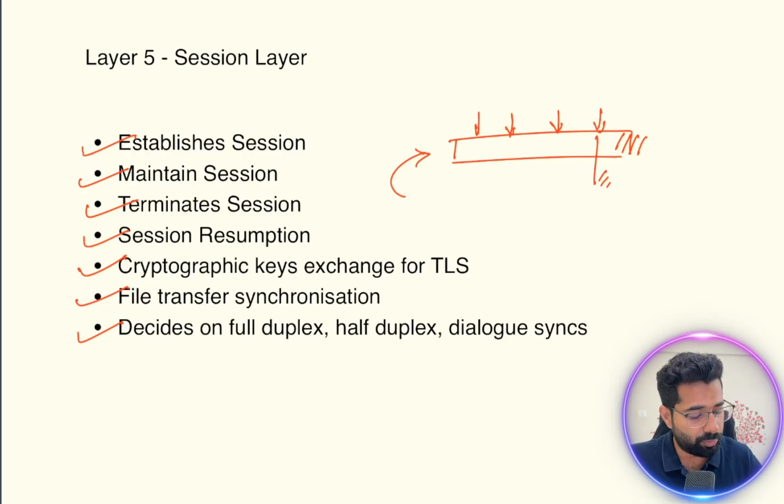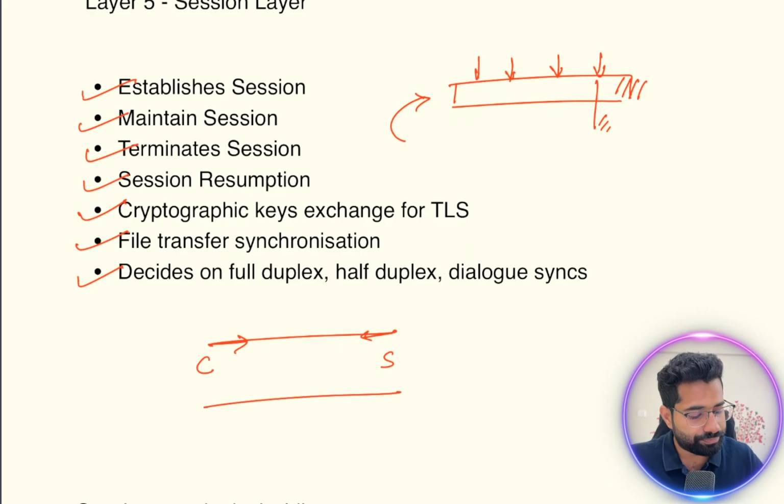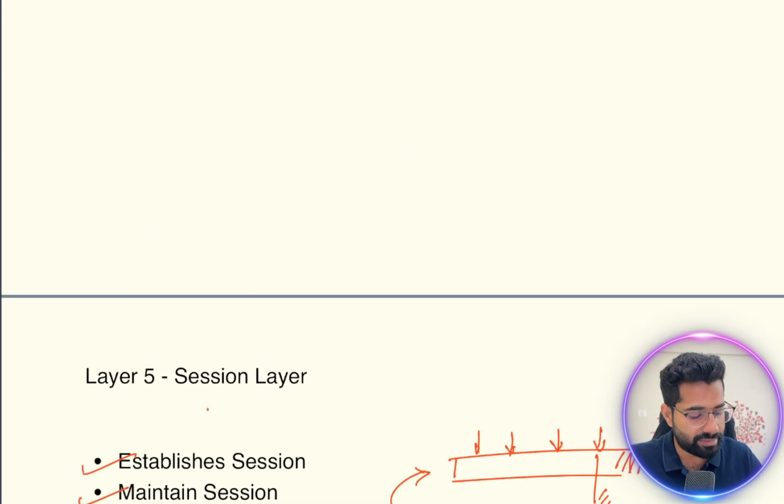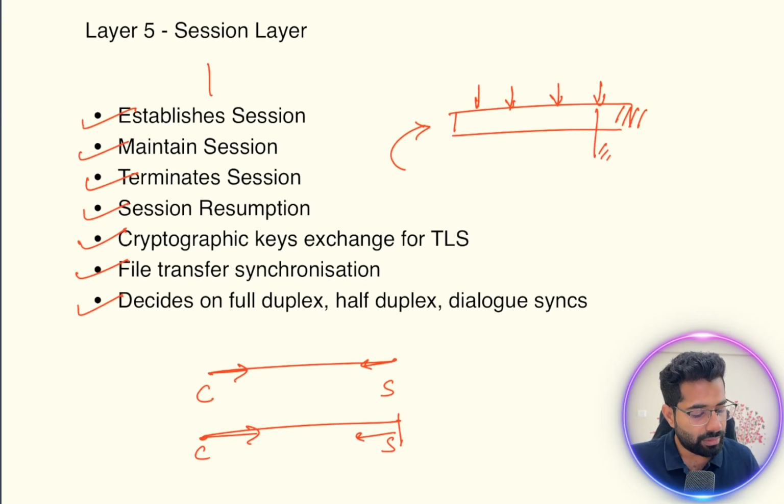So what is a full duplex connection? Let's say you have a client and a server. In a full duplex connection, your client as well as the server can communicate at the same given moment of time. They both can send and receive data at the same time. Whereas in a half duplex connection, only one party can send data at a given moment of time. The other party has to wait. When the client is sending data, the server has to wait and listen, and when the server is sending data, the client has to wait and listen. When half duplex connections happen, you have to do dialog sync so that one party waits, and that dialog sync is also facilitated by the sessions layer.